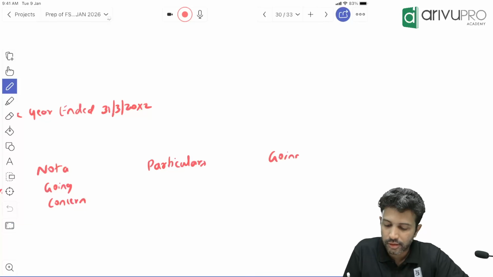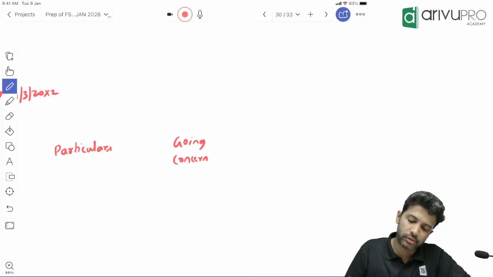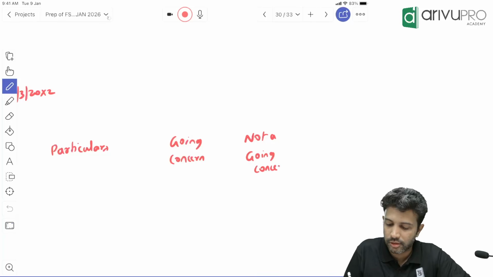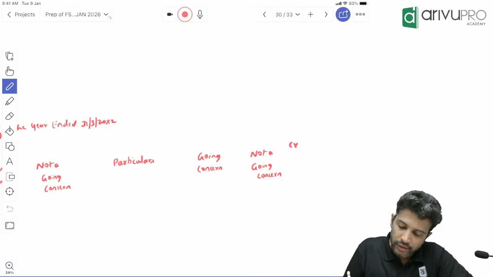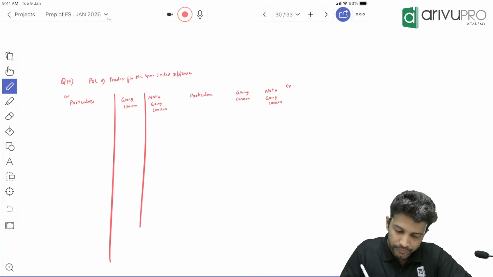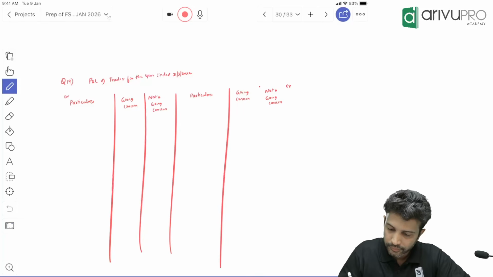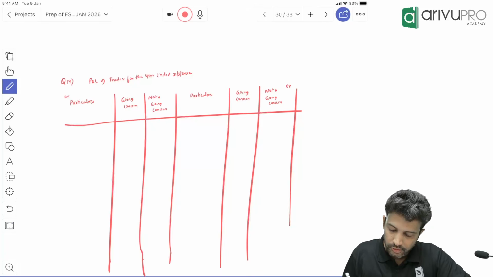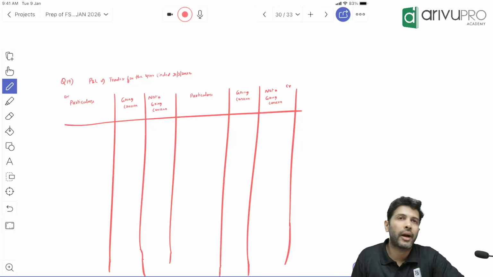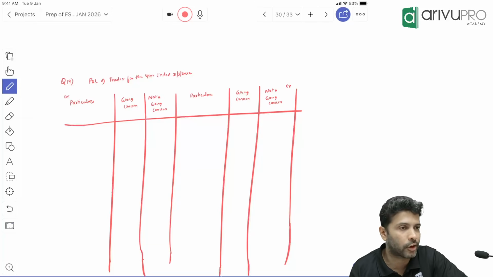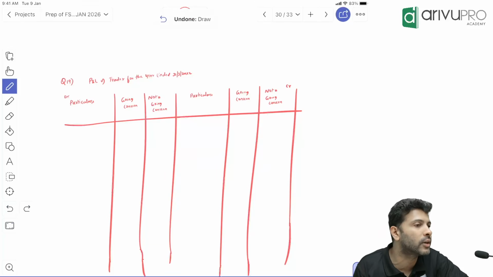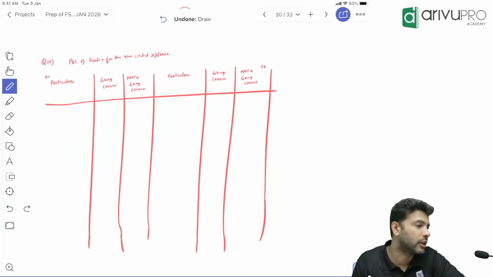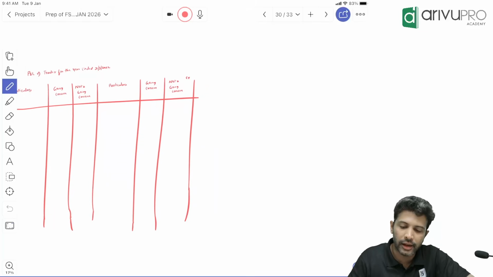Particulars, going concern, not a going concern. Okay, debit to credit, make this column and keep. Ideally, it's always better to have a balance sheet format also, so that as and when we see, we can push the data into the balance sheet. Can we try that way? Okay, so leave around maybe 10 to 12 lines. Then have the balance sheet format.